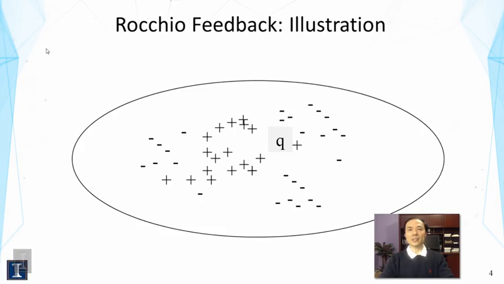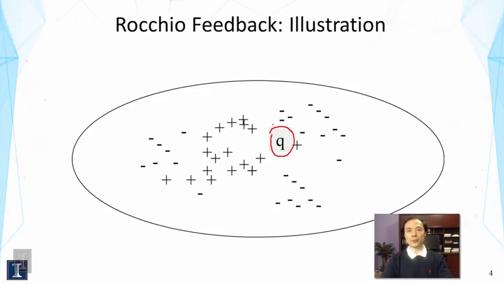The most effective method in the vector space model for feedback is called Rocchio feedback, which was actually proposed several decades ago. So the idea is quite simple. We illustrate this idea by using a two-dimensional display of all the documents in the collection and also the query vector. So now we can see the query vector is here in the center, and these are all the documents.